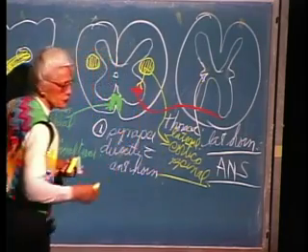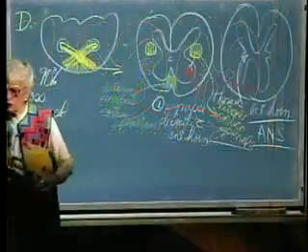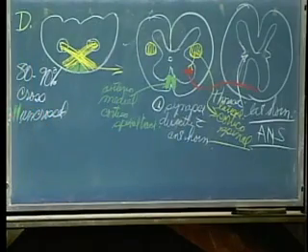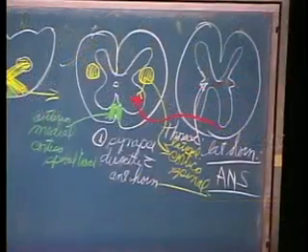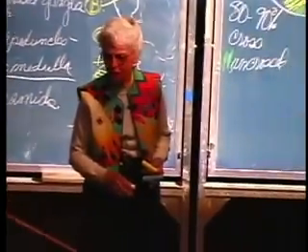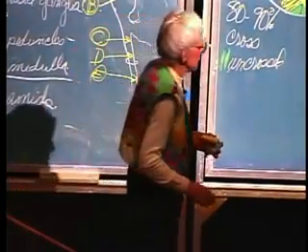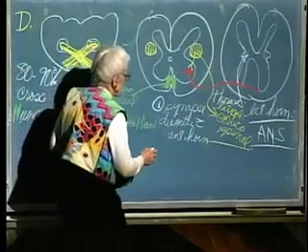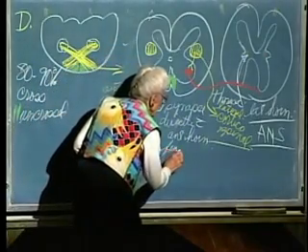So is this going to be for refined movement or crude movement? What would you guess? Fine, right. Fine movement. It comes directly to the anterior horn cell. So this is for fine movement.